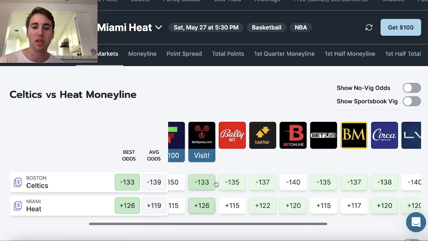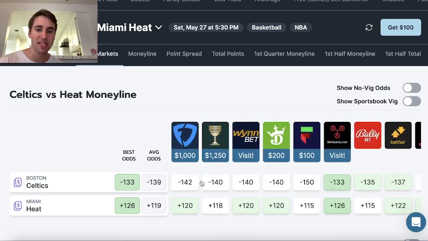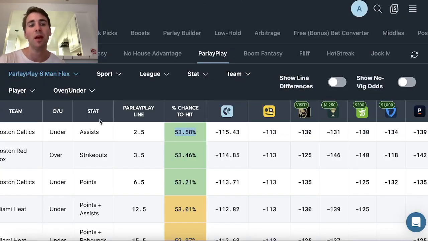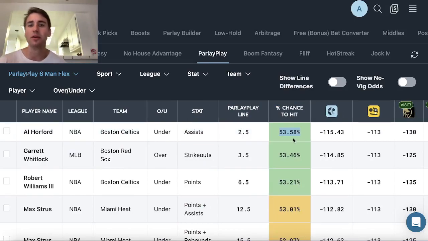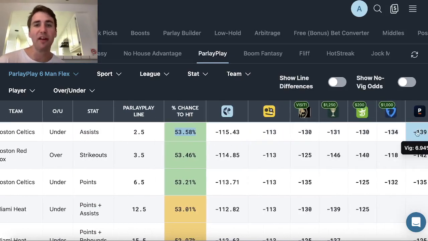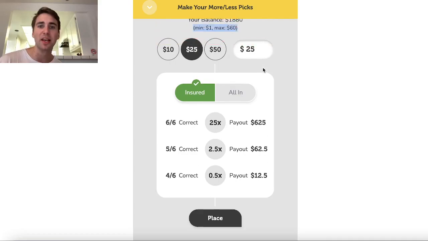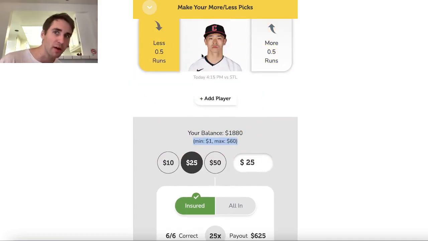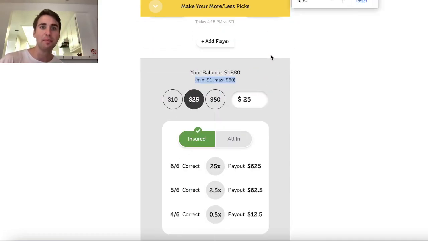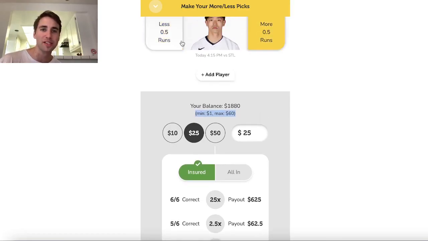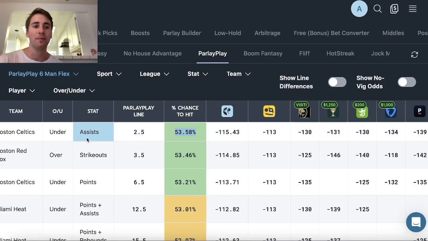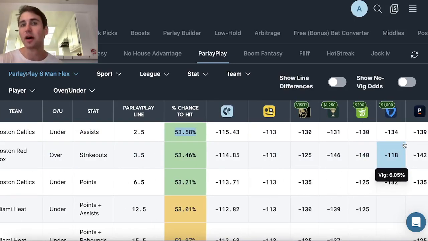You can see that in the sportsbook odds. All the sportsbooks have the Celtics as the minus money team. They have the Celtics as the favored team. And it's the same thing right here for Al Horford. All of the sportsbooks have his under 2.5 assists as the heavily favored outcome. So we know he's more likely to go under as opposed to over. On this Parlay Play platform, they literally don't change your payout based on you selecting over versus under. So obviously, because Horford's under is heavily favored on all the books, you want to take his under on Parlay Play.